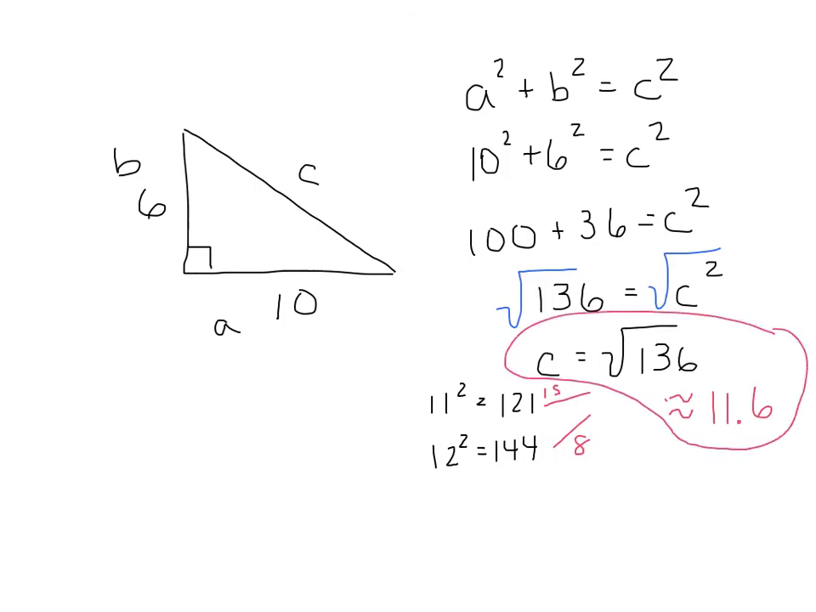A lot of times we're going to leave stuff as the square root and not bother approximating, but sometimes to approximate will give us an idea of the value. So this is basically the Pythagorean theorem. So hopefully this makes sense to you, and we'll do some practice with this tomorrow.